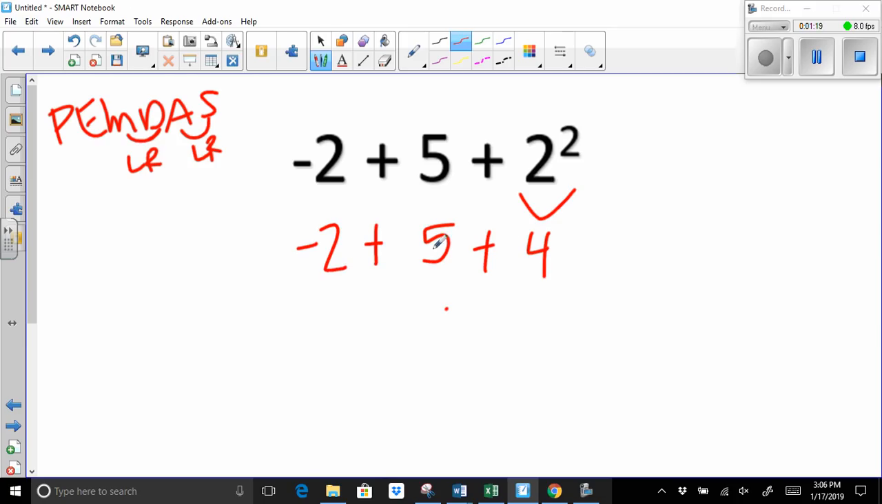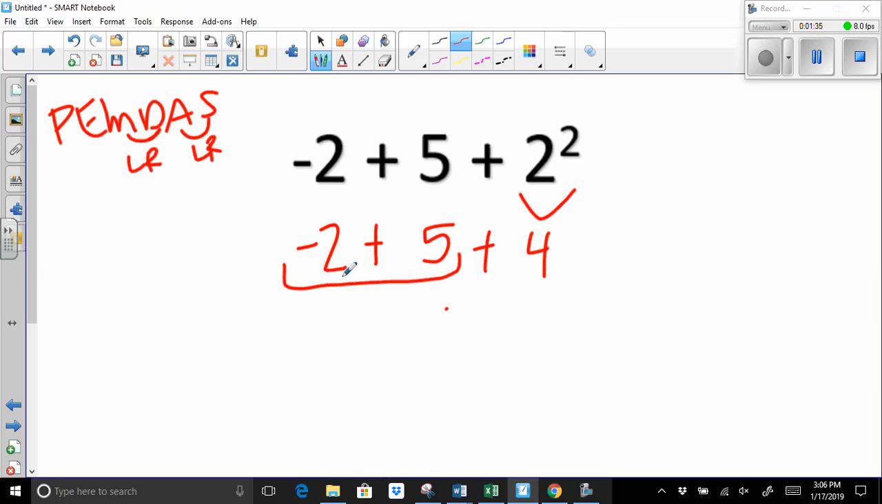Do we have any more exponents? No. Do we have any multiplication or division? No. Do we have any addition or subtraction? Yes, we actually only happen to have addition. So we're going to go ahead and take care of that going from left to right. So I'm going to take care of this piece first.